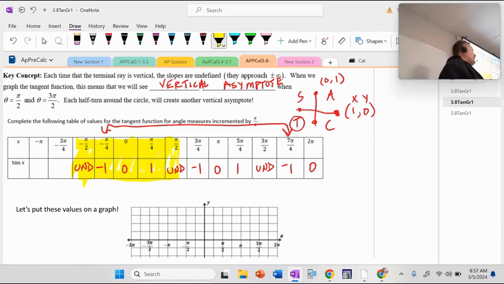The lady tried to show it. She started pulling backwards, but then she stopped. And then I just kind of filled in the missing parts there. And then negative 3 pi over 4 is actually in quadrant 3. And then this is back to 0.